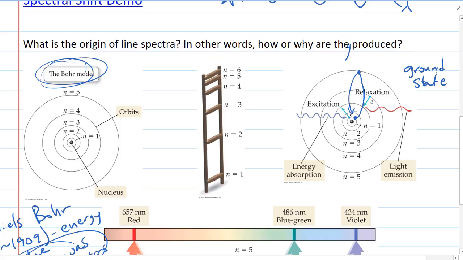So again, when electrons are in their lowest state of potential energy, we call that the ground state. When the electron is not in the ground state, that is, when it's in a state of higher potential energy, we refer to that as an excited state.